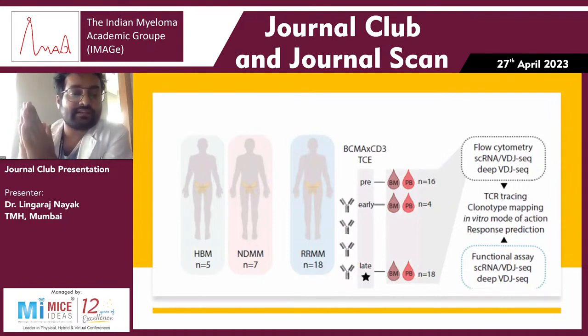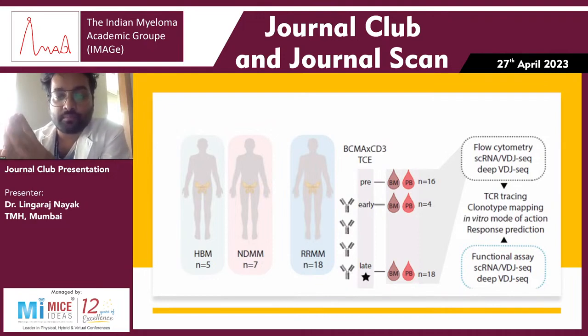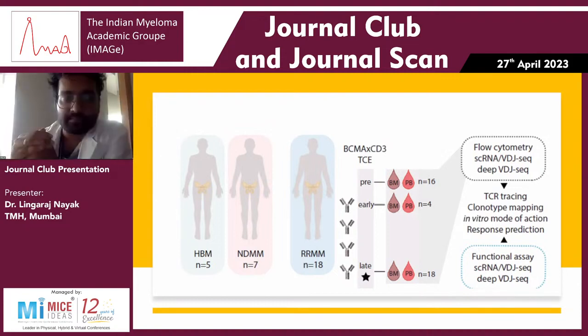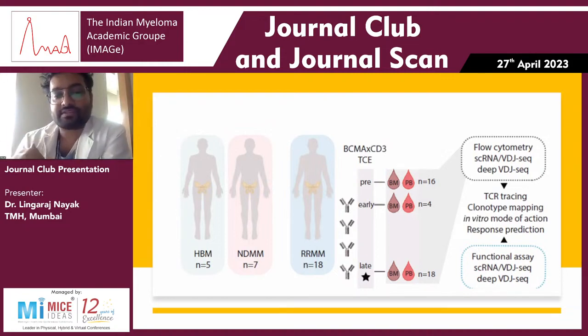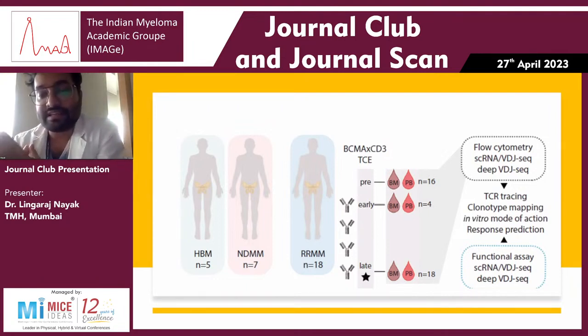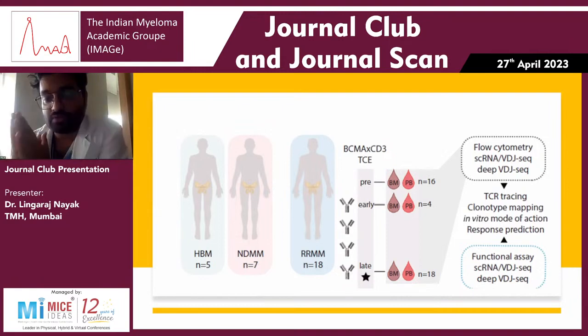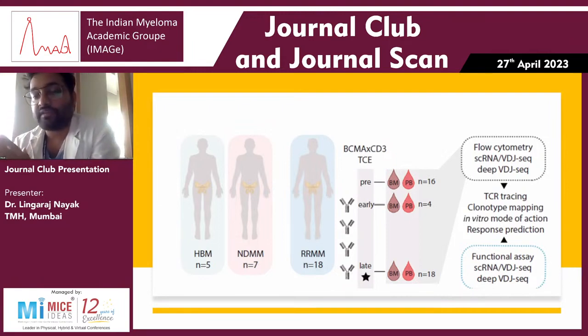So this is how they did the study. They have taken 5 bone marrows from healthy donors, 7 from newly diagnosed multiple myeloma, and 18 from relapsed refractory multiple myeloma. They have taken samples from both the peripheral blood and the bone marrow, at 3 different time points. One is pre-starting therapy, then early, that is after the first cycle of T-cell engagers, and late, that is after the 4th cycle. And they have done flow cytometry, single cell RNA sequencing, and deep sequencing in the VDJ region. And they have also done functional assays of those genes, that is, knocking out a gene and seeing how it affects the functionality of the cell.